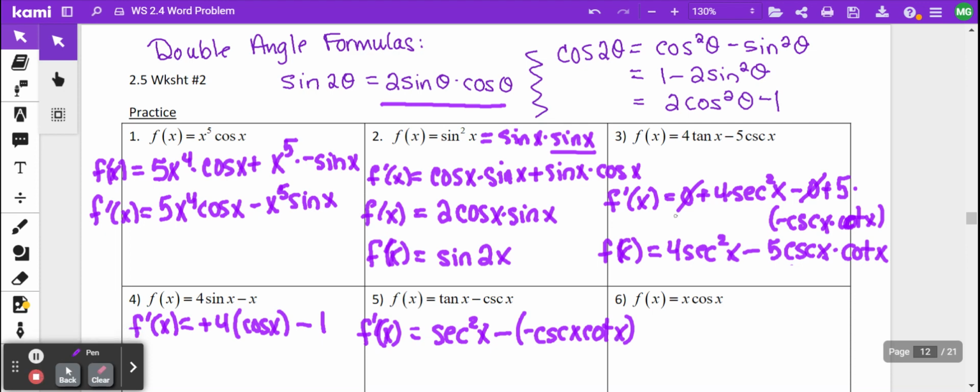Okay, so let's clean this up a little bit. We simply have minus a negative, so we're just going to clean that up. So the derivative is secant squared of x plus cosecant of x times cotangent of x.